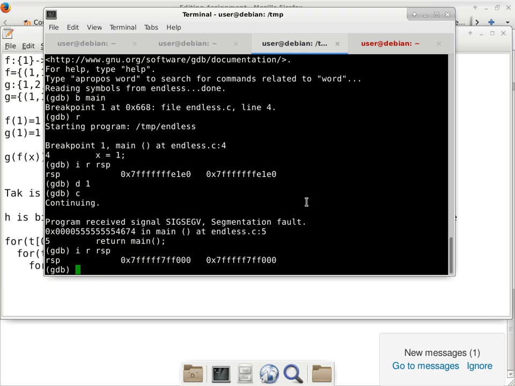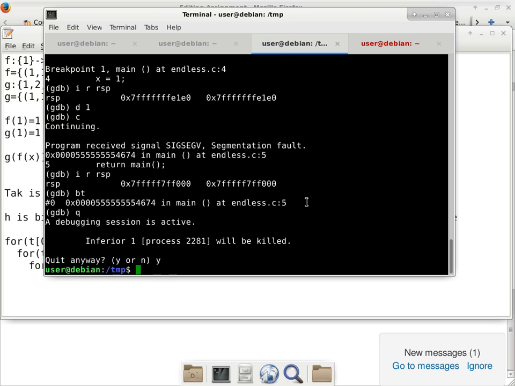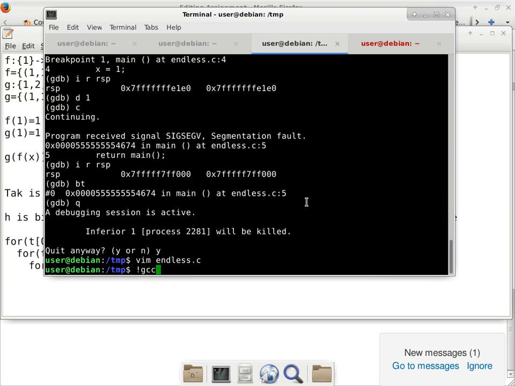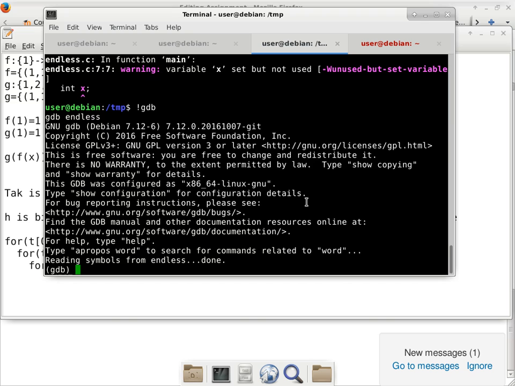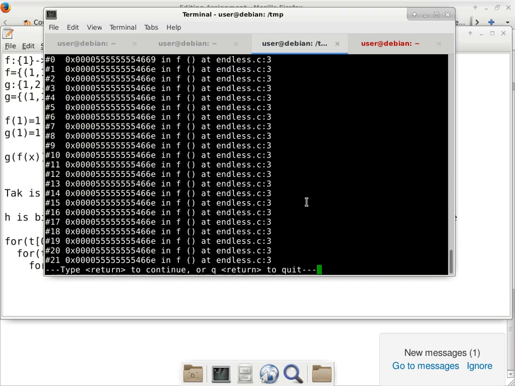And I'm not sure whether BT would work in this case. Yep, it doesn't work. I guess it has to do with the fact that we're in main. Let me see if I can get this to work, because I want to show you how to use BT, or backtrace, because it is a very useful feature in a debugger. Okay, so we still have an endless recursion here, and then we do a BT.